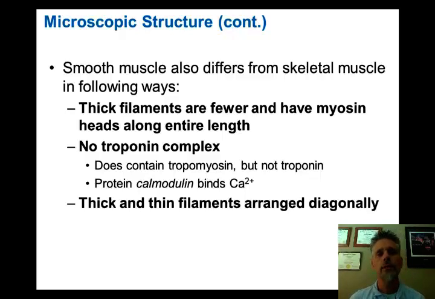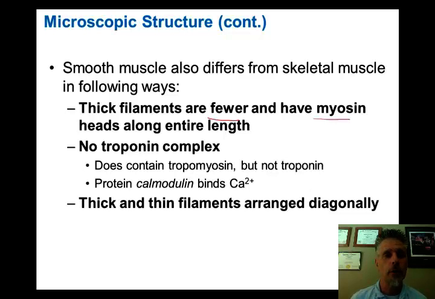Okay, so let's look at how smooth muscle differs from skeletal muscle. So the thick filaments are fewer and have myosin heads along their length. So rather than being a single golf club with a big head up there, imagine if you had a golf club with lots of heads along the length. So that's how it's organized in smooth muscle.